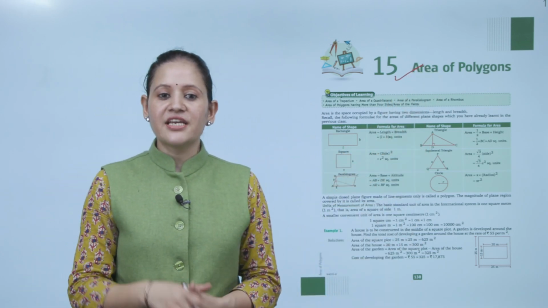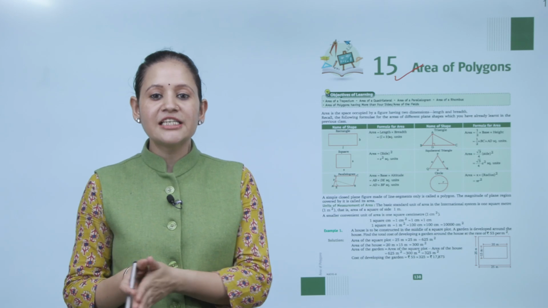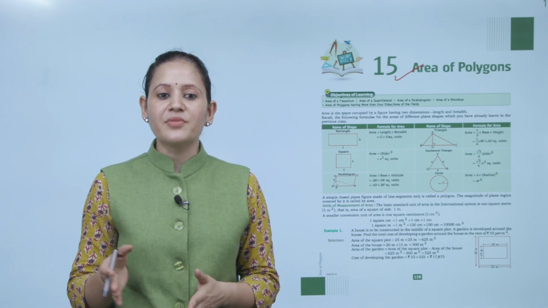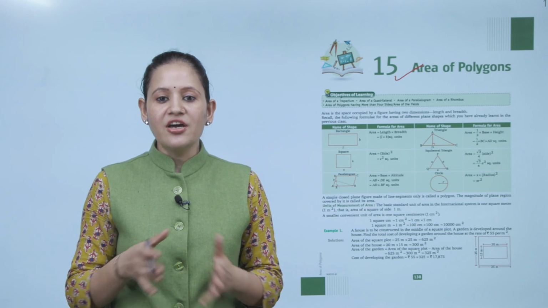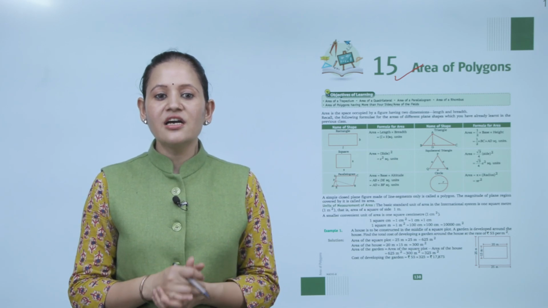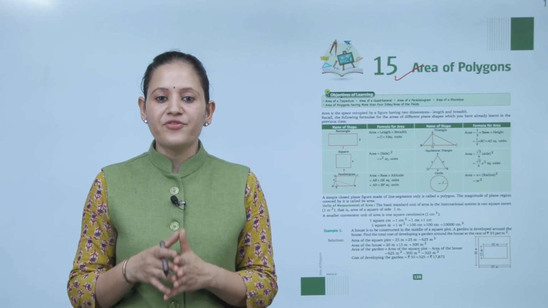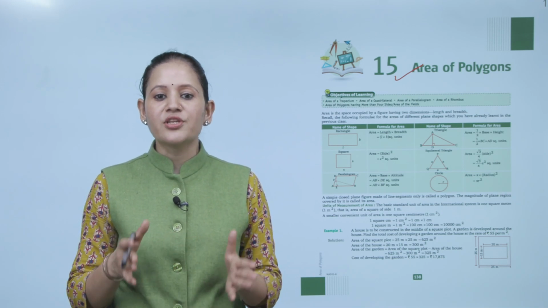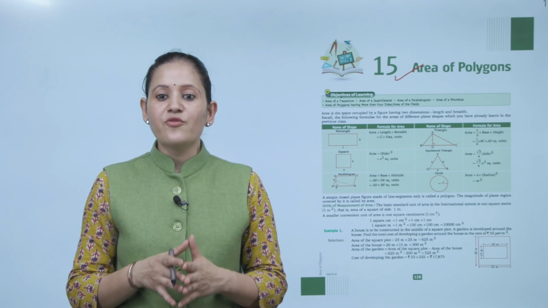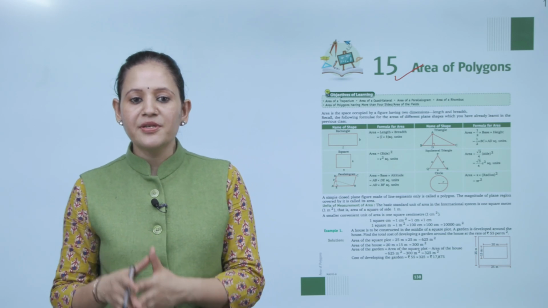Our learning objectives are area of trapezium, area of quadrilateral, area of parallelogram, area of rhombus, area of polygons having more than 4 sides, or area of field. So area is the space occupied by a figure having 2 dimensions, length and breadth. Recall the following formulas for the areas of different plane shapes which you have already learned in the previous class.